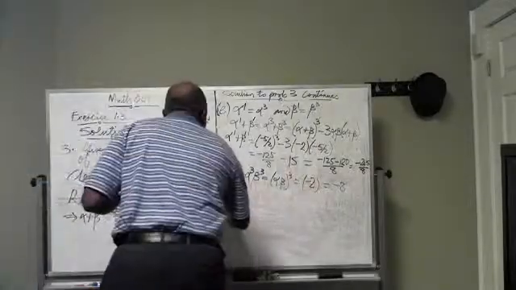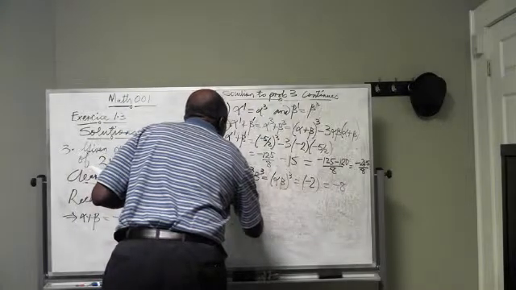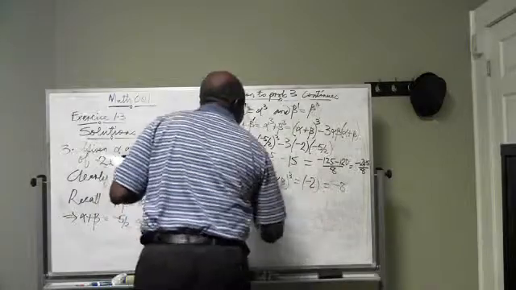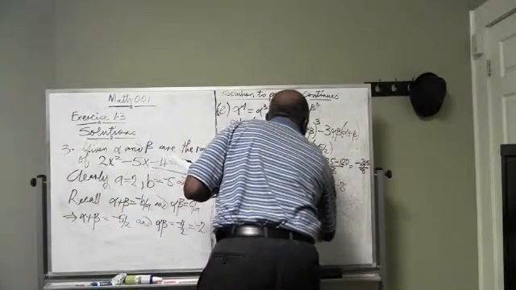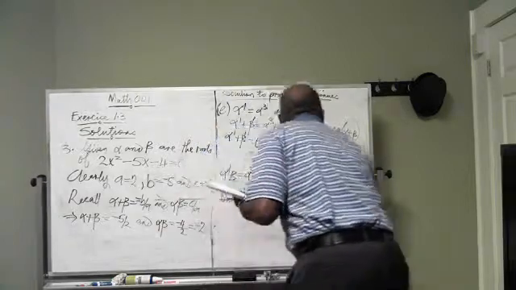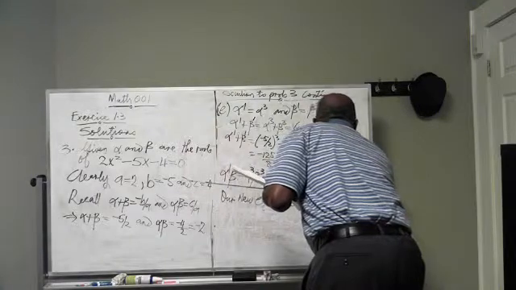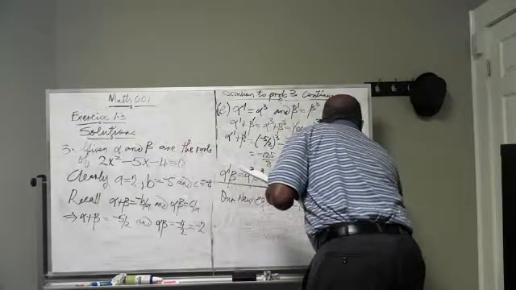Our new equation is given by x squared minus (alpha prime plus beta prime) x plus alpha prime beta prime equals 0.